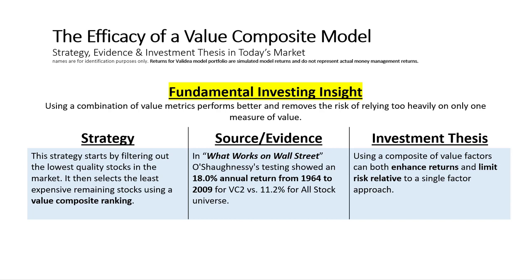The source and the evidence behind the strategy, as I mentioned, this is based on Jim O'Shaughnessy's book, What Works on Wall Street, the 4th edition. In O'Shaughnessy's backtest, he showed that the value composite investor model returned 18% from 1964 to 2009 versus 11.2% for the all-stock universe. The investment thesis behind the strategy: using a composite of value factors can both enhance returns and improve risk-adjusted results versus relying on a single factor approach.